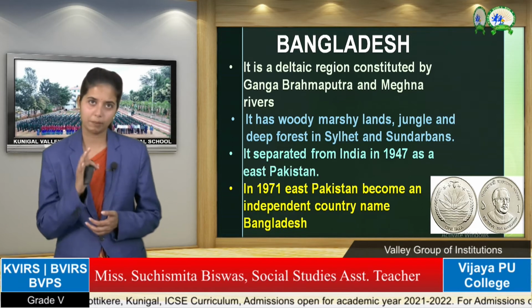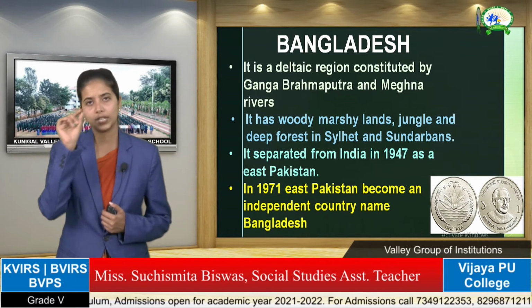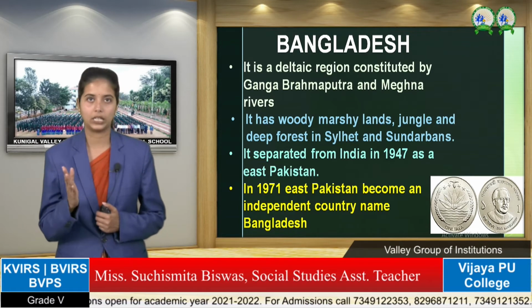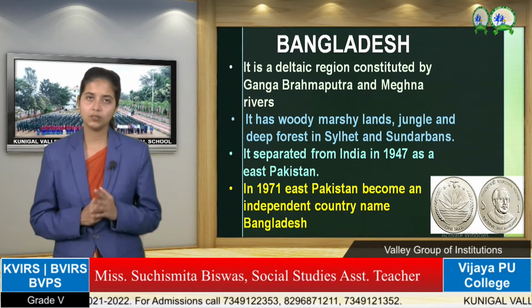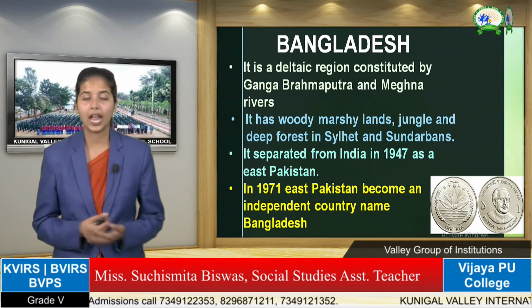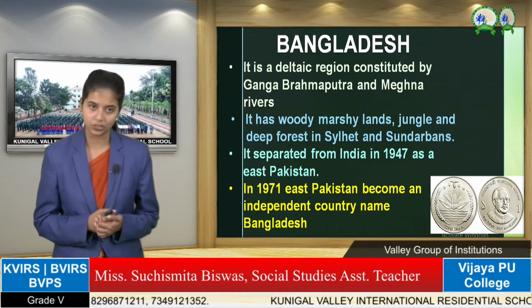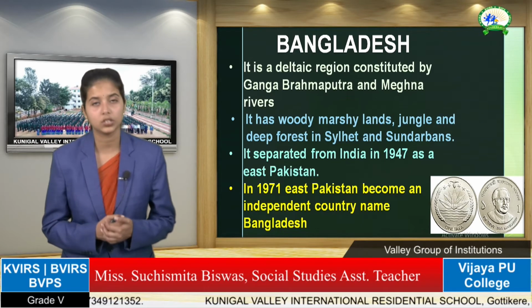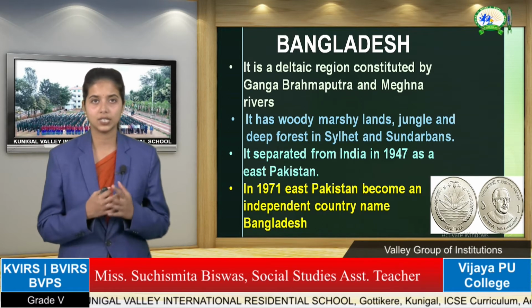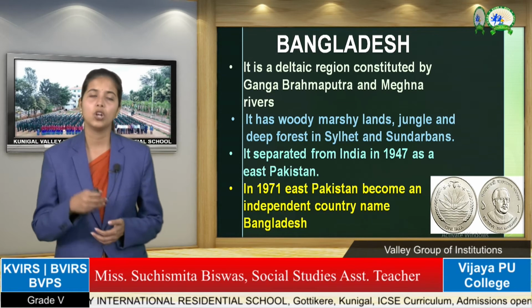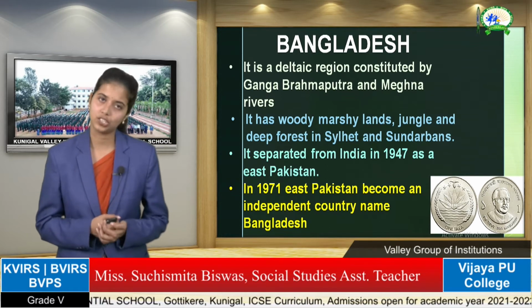If you look at the map, Bangladesh is exactly the eastern portion of India, and only the northeastern part of Bangladesh has a hilly region. Otherwise it is plain land, fertile alluvial soil, a deltaic region constituted by the Ganga, Brahmaputra and Meghna basin. These three rivers form a large basin that ends in the Bay of Bengal and creates an alluvial deltaic plain. There Bangladesh is located.